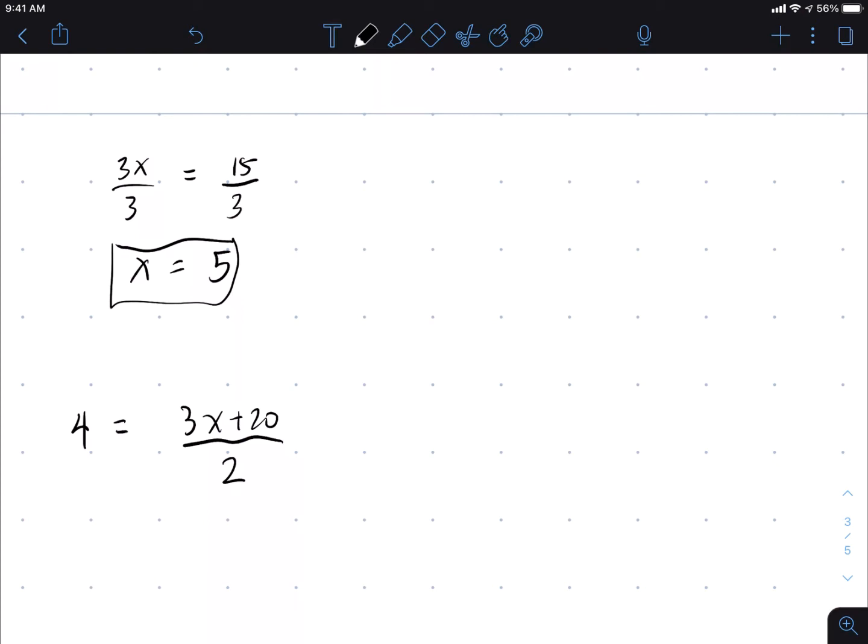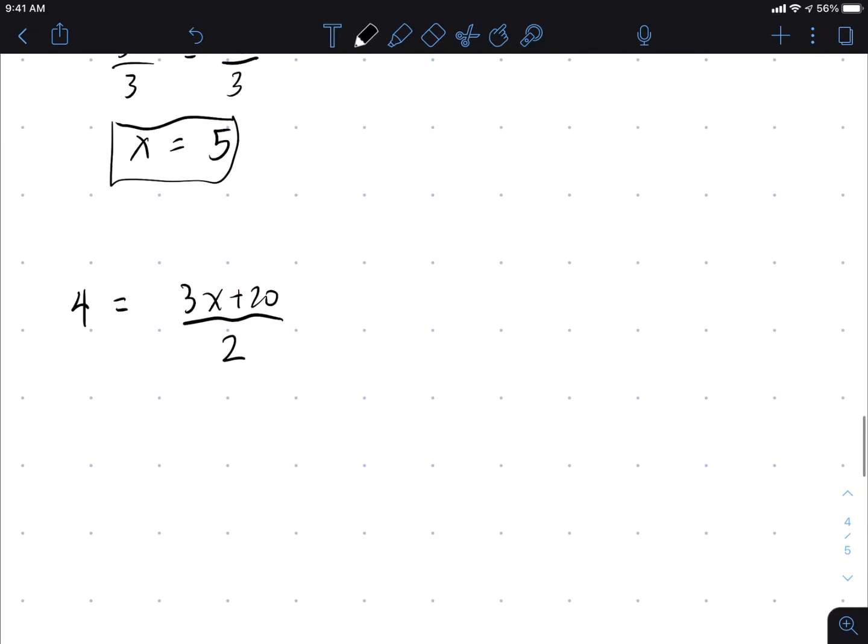Did anyone get it? -4. I got -4 as well. It should be a negative number. Now I'm going to show you some of the thinking that goes into solving this problem. Instead of doing it mathematically with steps, I'm going to use some reasoning.